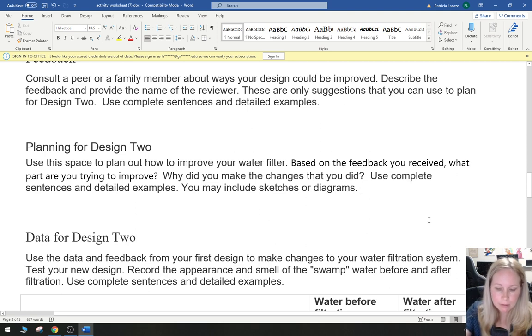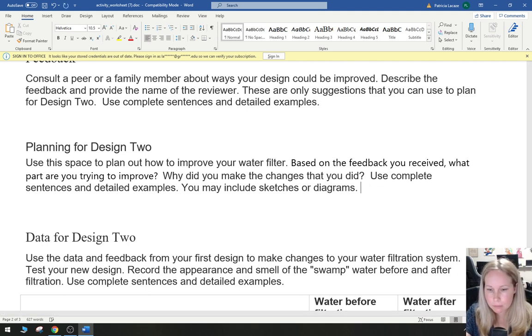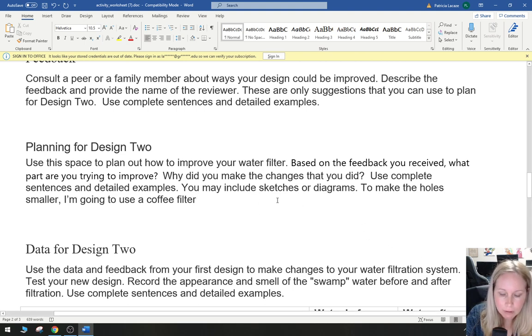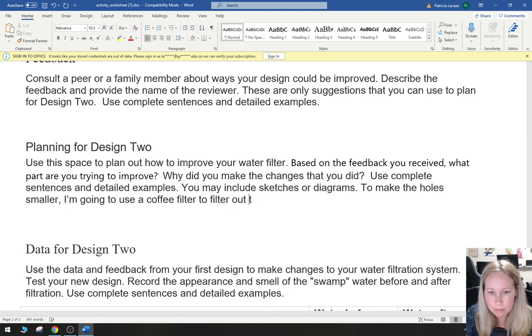All right, so what I'm going to do, to make the holes smaller, I'm going to use a coffee filter. I really thought about doing a sponge too. Maybe a sponge might work, but I already have my thing made. But hey, go ahead, try it with the sponge. I'm trying to use a coffee filter to filter out the smaller particles the t-shirt left behind.